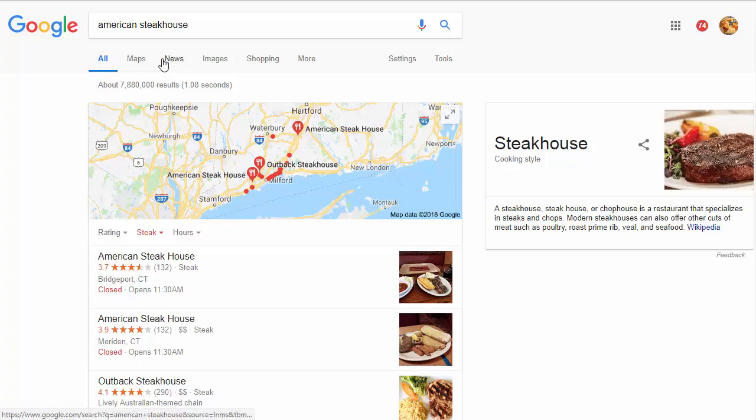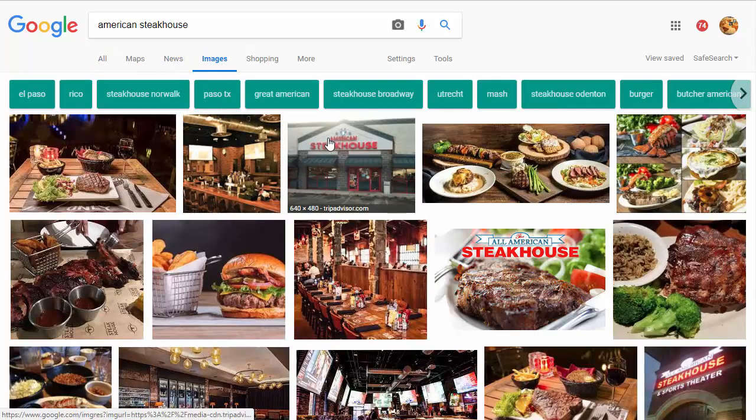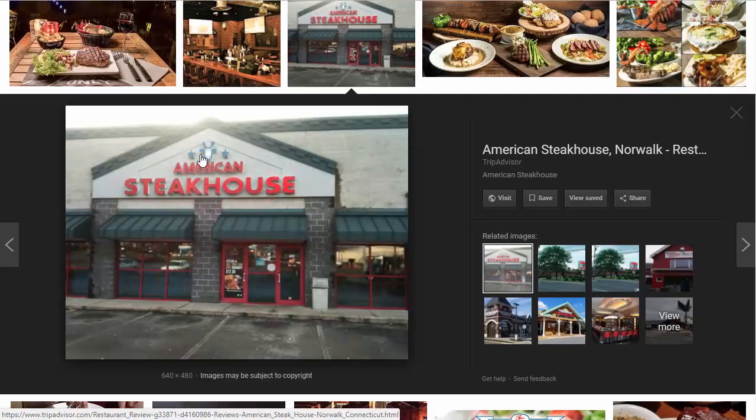Okay, American Steakhouse. Let me just go to images, and if you see here, it's a little squared off, but if you connect this into an upside down triangle and this going across like that, and you see it from the top, the fork and the knife make the alap.